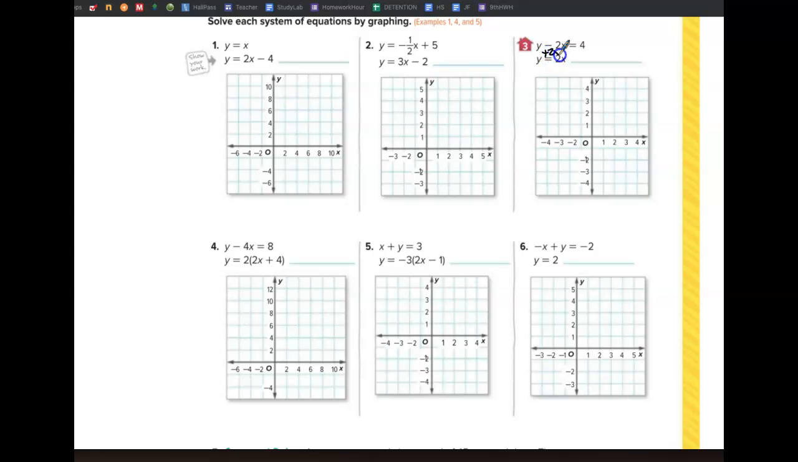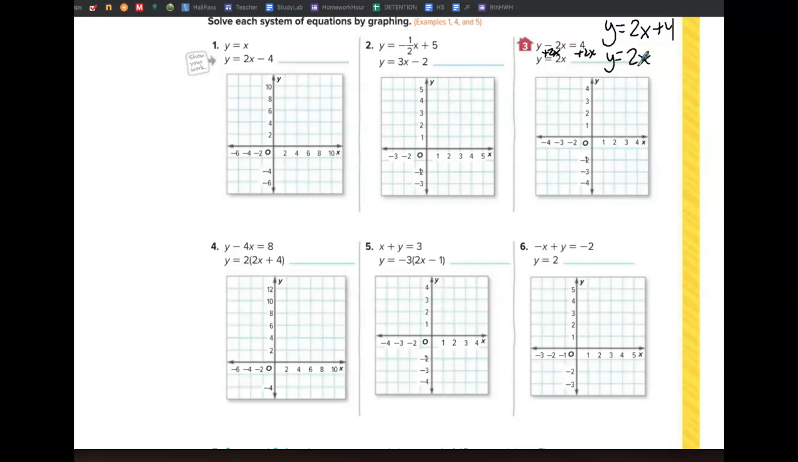Add 2x. So the equation would be y equals 2x plus 4. I would write that down. Then you also have your second equation, y equals 2x, and that one's already by itself, so you don't have to do anything to it.